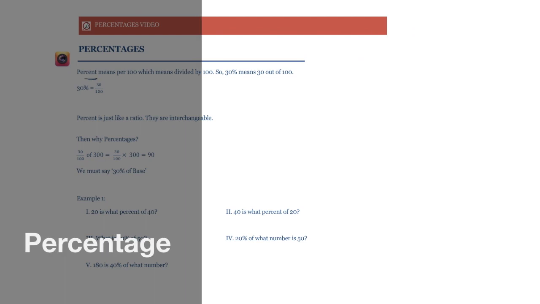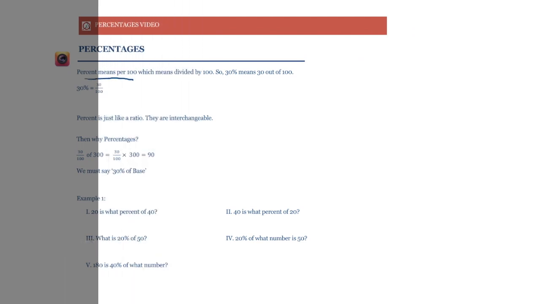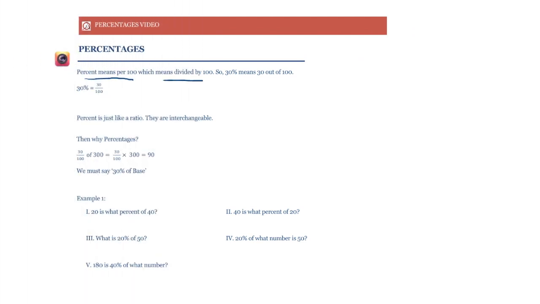Percentages will be used extensively in other math topics, so we need to review it extremely carefully. Let's jump in. So percent means per 100, which means divided by 100. When we say 30%, it is 30 divided by 100. So if I say 55%, we can write this as 55 upon 100.